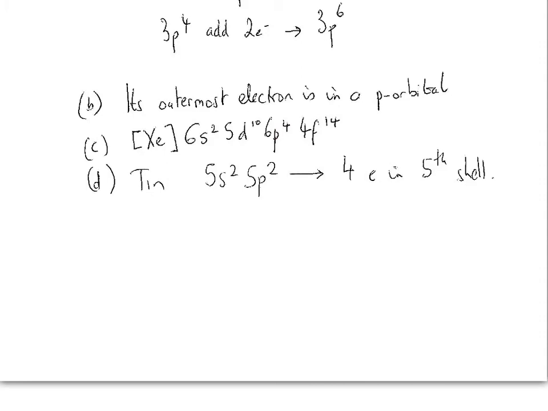D, another difficult question. You needed to work out which element had 4 electrons in its outer shell with 5 shells of electrons. Well, the 5th period is the one starting with rubidium over to xenon, and the element with 4 electrons in its outer shell is actually tin. It's 5s2, 5p2. It also has those 4d10 electrons as well, but obviously 4d is not on the outer shell. It's the 5s and 5p electrons which are on the outer shell.